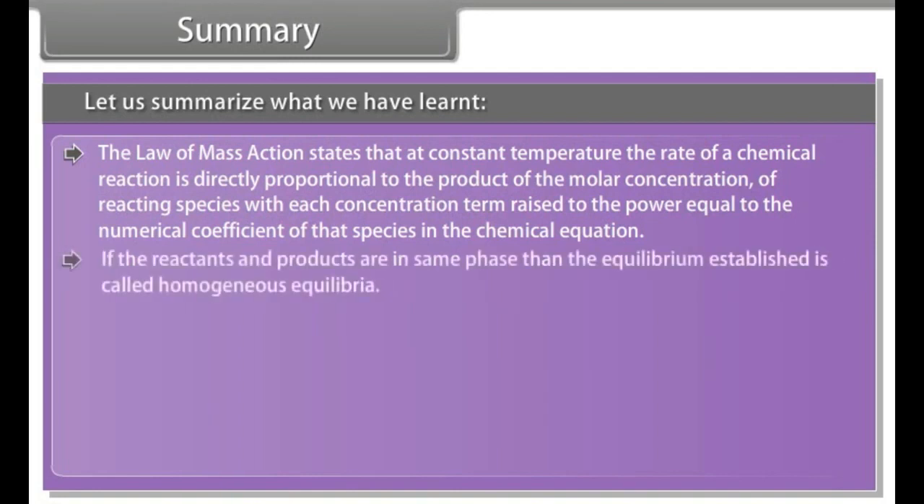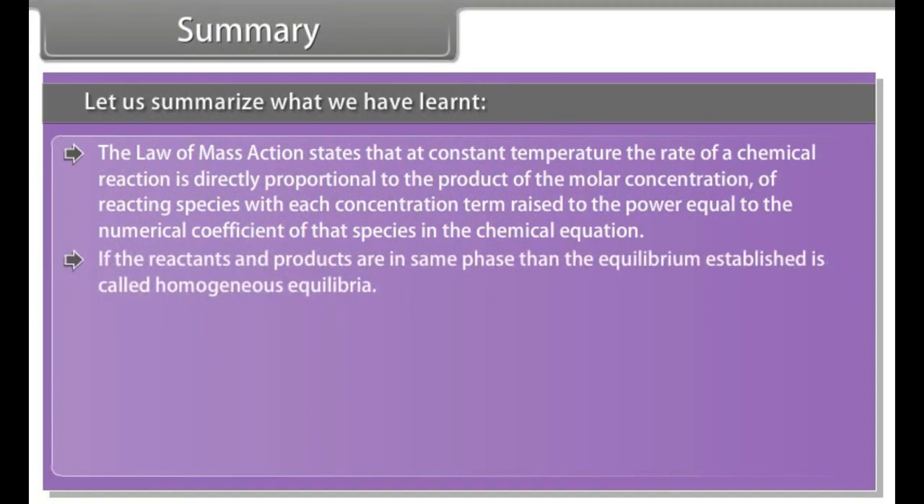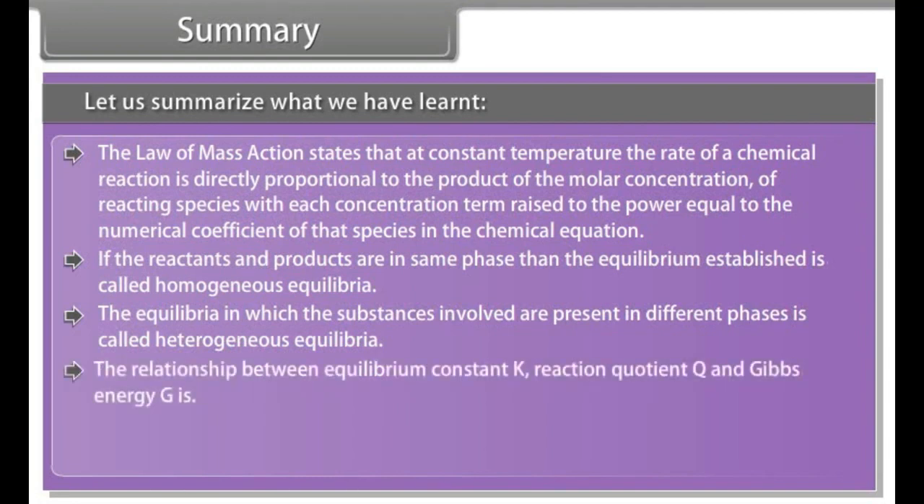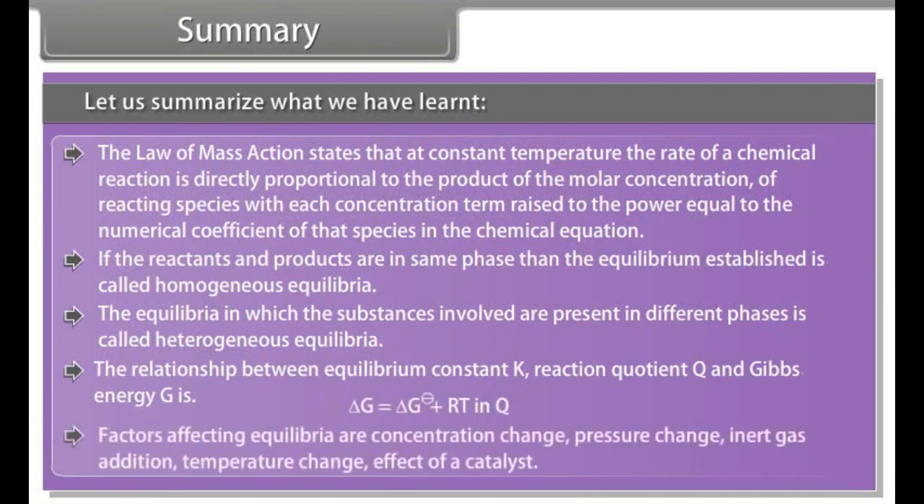If the reactants and the products are in the same phase, then the equilibrium established is called homogeneous equilibria. The equilibria in which the substances involved are present in different phases are called heterogeneous equilibria. The relationship between equilibrium constant K, reaction quotient Q, and Gibbs energy G, and factors affecting equilibria.